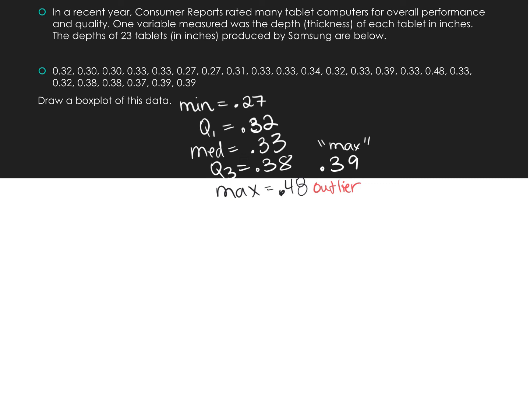So can you draw this box plot? What's our number line going to go from? To 0.48.